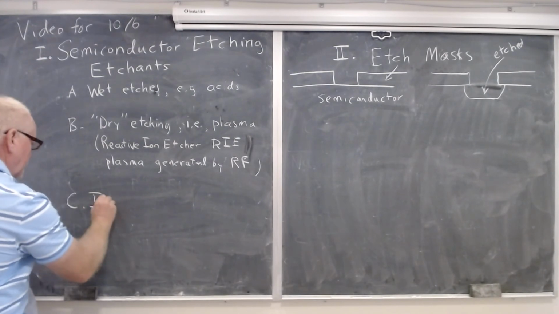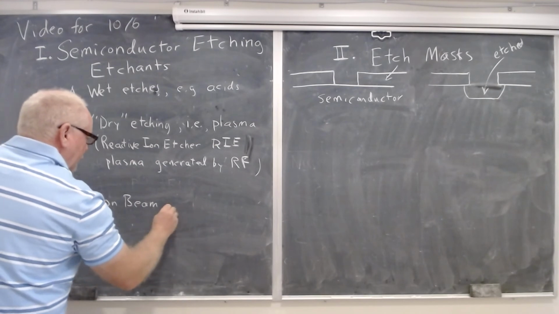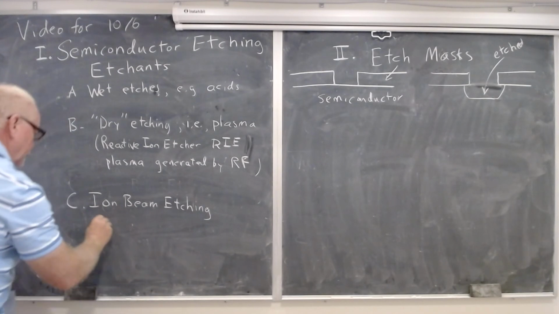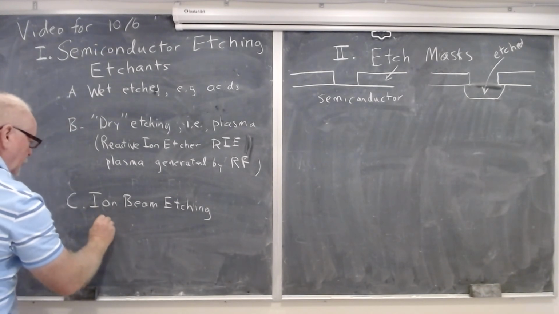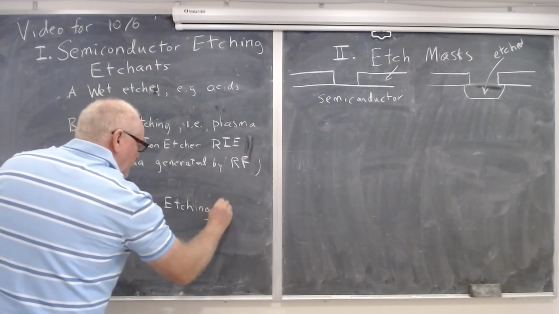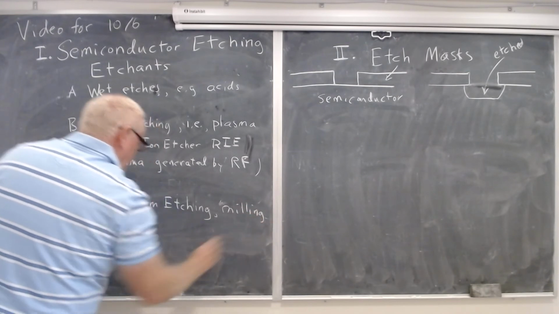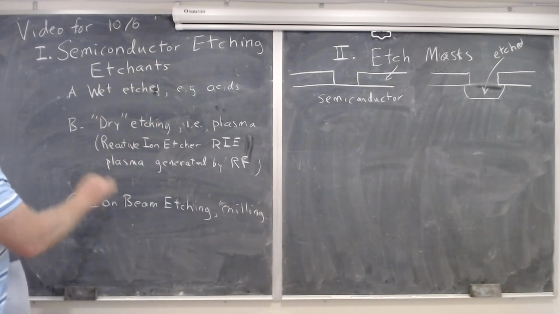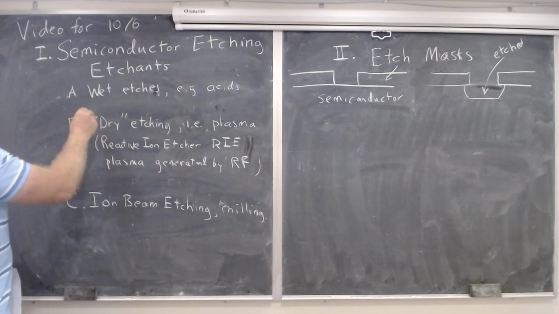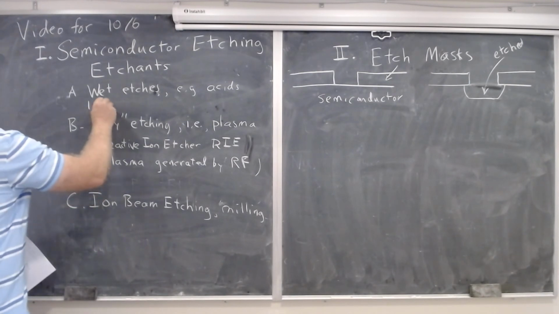So ion beam etching, sort of milling. Now there's some subcategories of these two that I'll pay special attention to, which is here there's crystallographic.